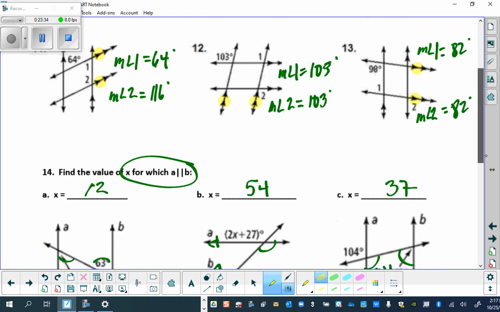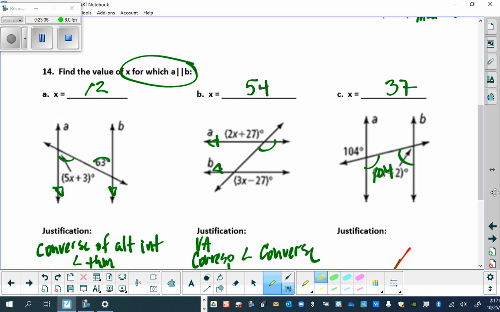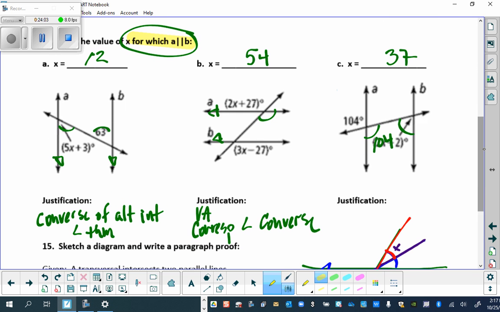Okie dokie. 14 says, I want A and B to be parallel, but I don't know if they're parallel yet. What value of X is going to make them parallel? So we're back to the converse. Give me congruent angles or give me supplementary relationships so then I know the lines are parallel. In this first one, if X has a value of 12, then the lines will be parallel by the converse of the alternate interior angles theorem.